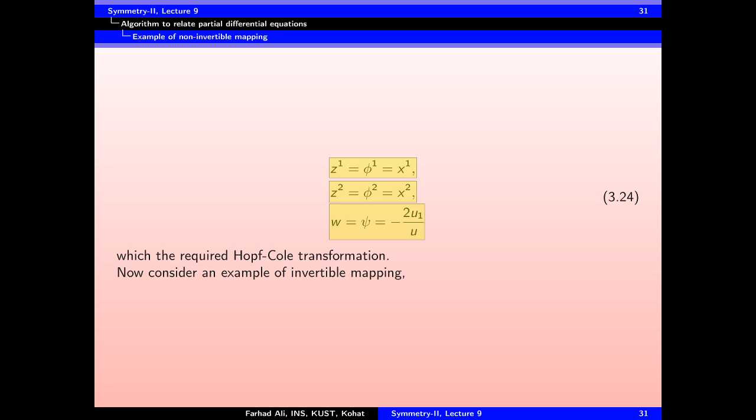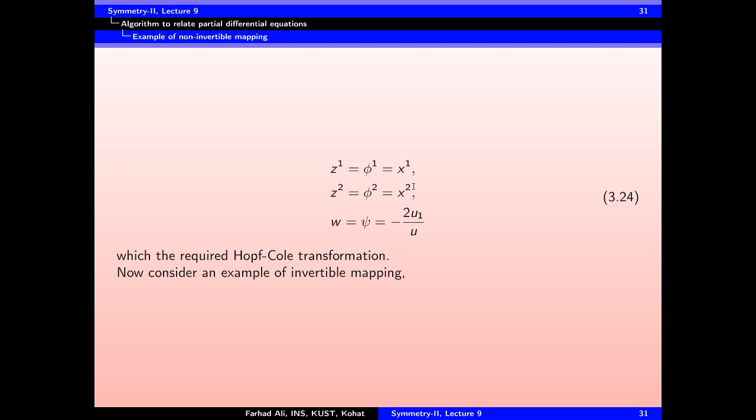We find it for some purpose. And what is the purpose? The purpose is to solve the Burger equation, because the Burger equation is non-linear, and we can solve the heat equation. The heat equation is linear and it is easy to solve.